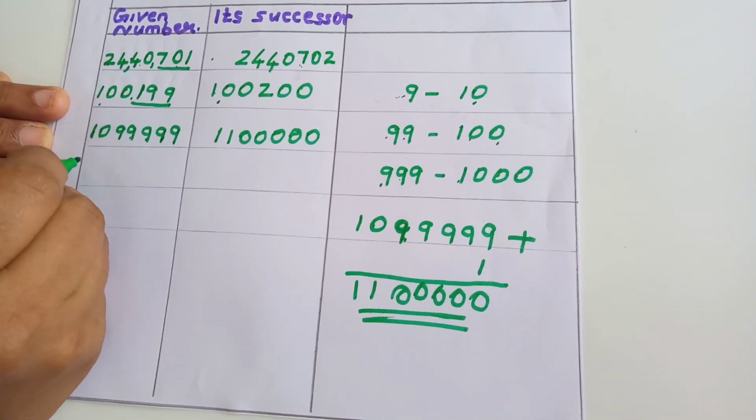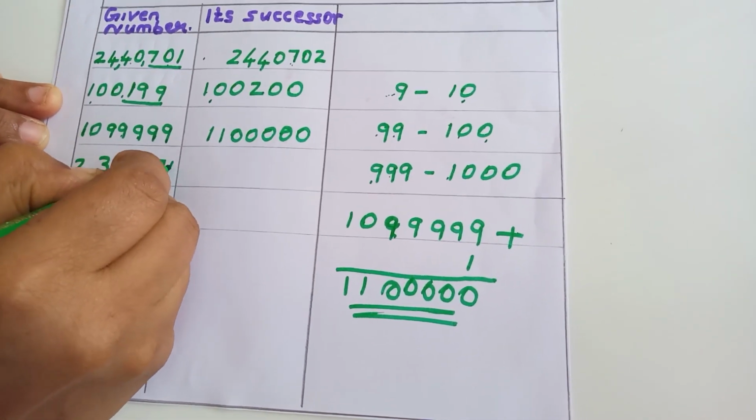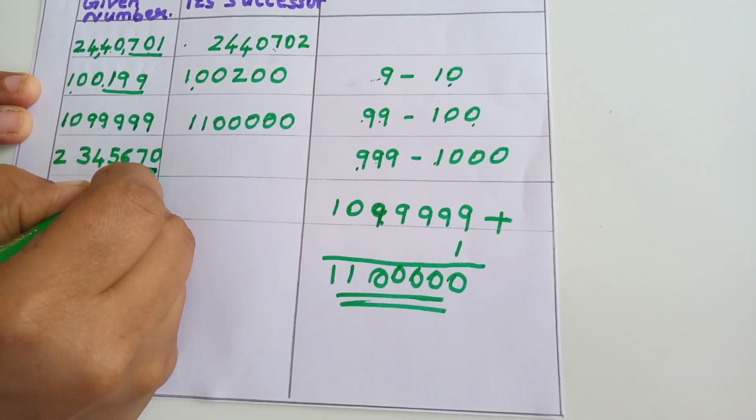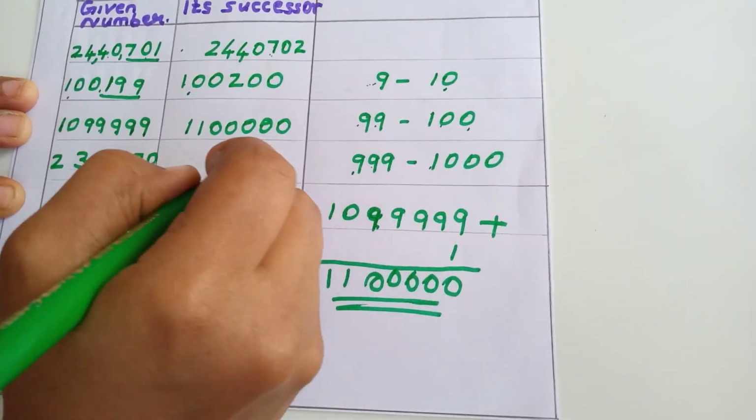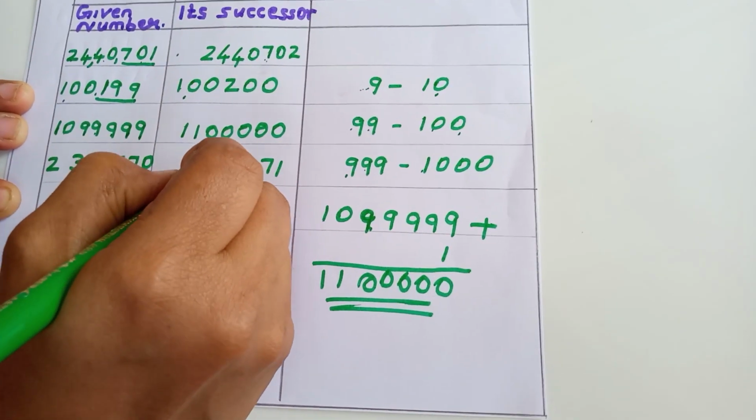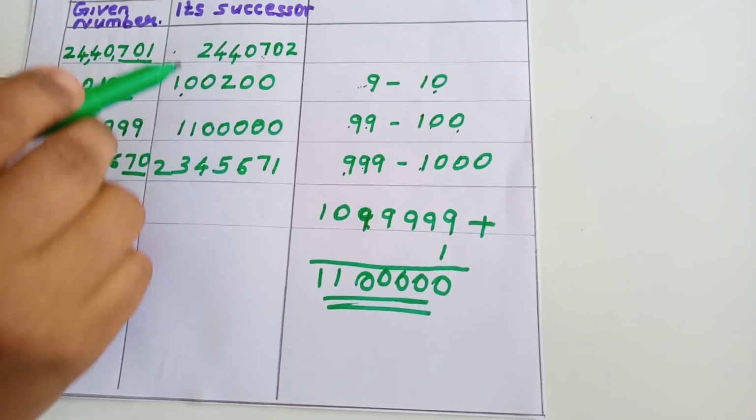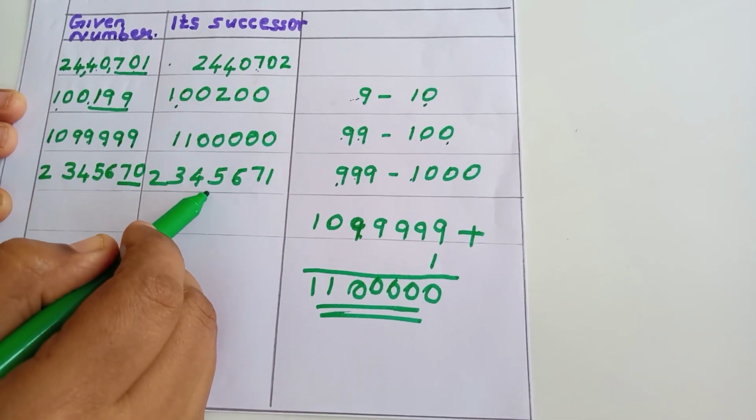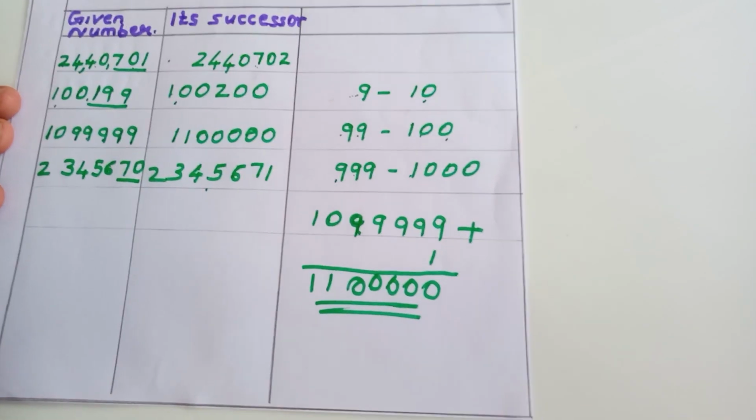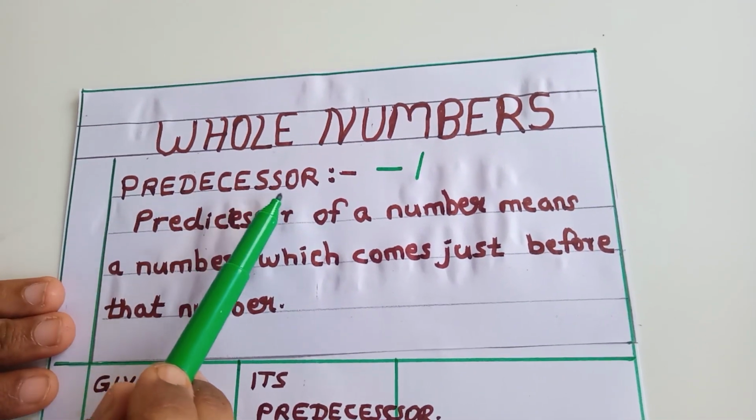Last problem is 4, 5, 6, 7, 0. So just think of the number 670, or 70 only. Then after 70, the number coming is 71. Just write down all the numbers before this as it is. So we got the successor of this number. This is the successor and this is the number just before this successor. Okay, is it clear?